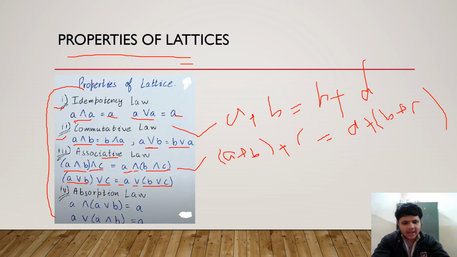Next one is the absorption law. What does it say? That A meet (A join B) equals A and A join (A meet B) equals A. So I hope all these simple properties of lattices are clear.